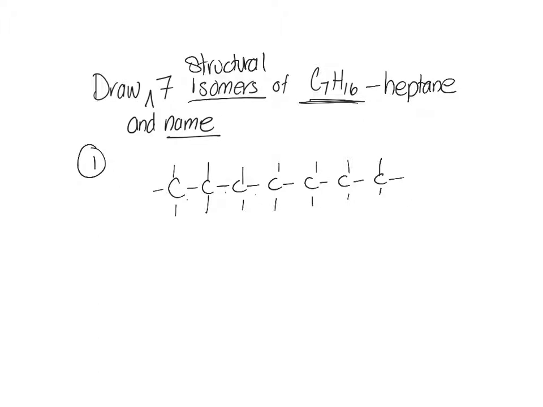So 1, 2, 3, 4, 5, 6, 7. So it has 7 carbons and 16 hydrogens. So this one is called heptane.